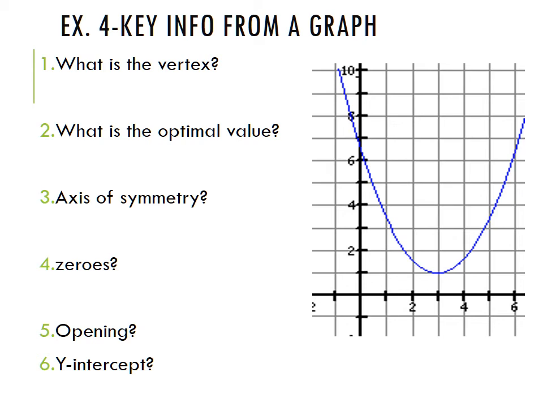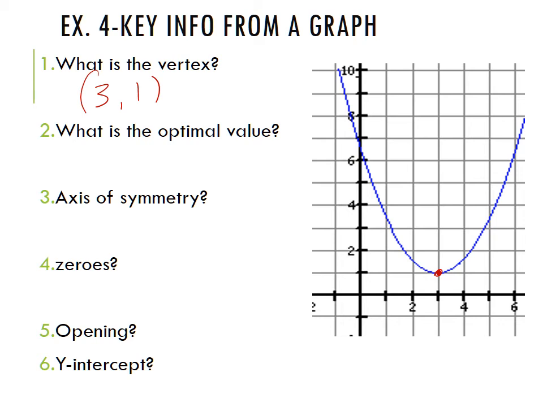So looking at our graph, what is the vertex? Hopefully, and again, if you don't remember, refer to your key features from the last lesson, but your vertex is like the absolute minimum or the absolute maximum. In this case, the minimum. Kind of the very bottom of our graph, right there. There's our vertex. That has coordinates 3, 1. So our vertex is 3, 1.